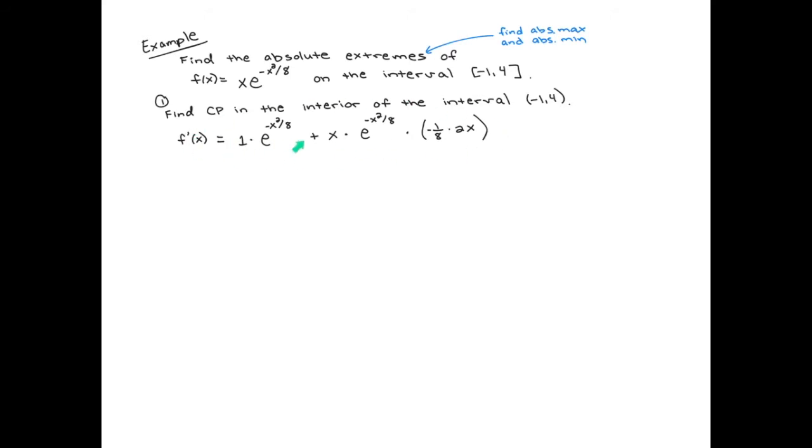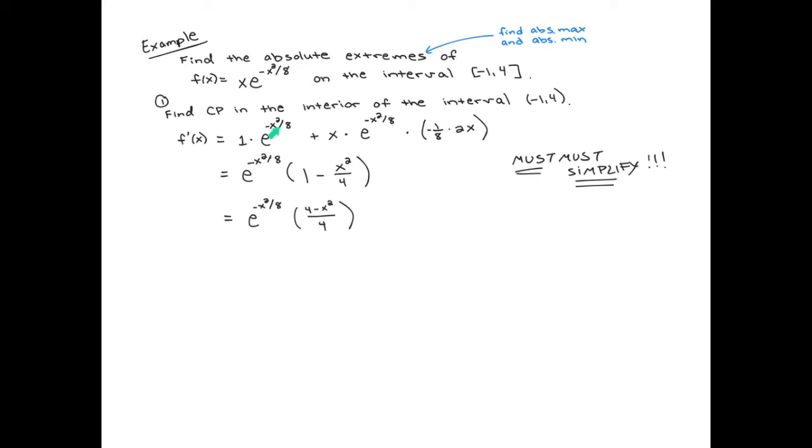As you can see at this point, it's a little messy. And in these problems, we absolutely must simplify. Here we go. I'm pulling out the exponential in order to simplify. And I'm also collecting a common denominator to simplify even further. It is so important in these problems where we're trying to figure out where does the first derivative equal zero and where does the first derivative not exist, that we simplify the first derivative as much as possible. And in every problem, you should be getting a common denominator and get it as a quotient, where you have one quantity divided by another quantity for the first derivative.